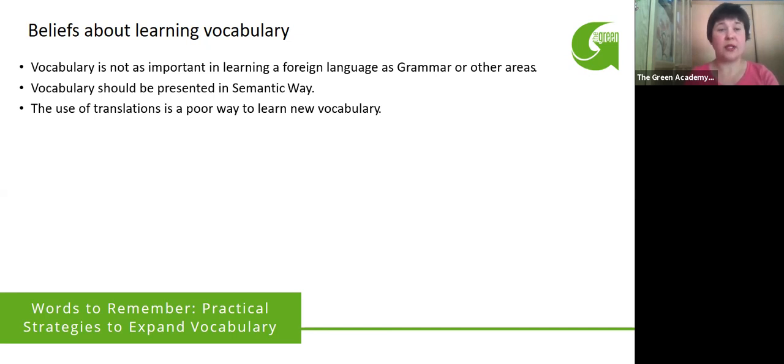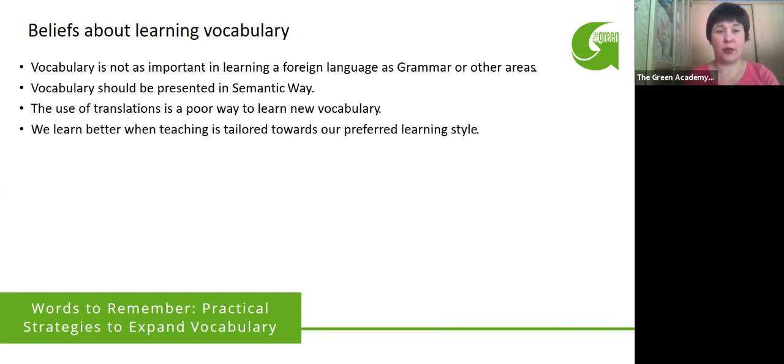The use of translation is a way to learn new vocabulary. So is it bad to use a bilingual dictionary and translate everything into your mother tongue? Is it bad? So this belief, this statement, says that it's bad.